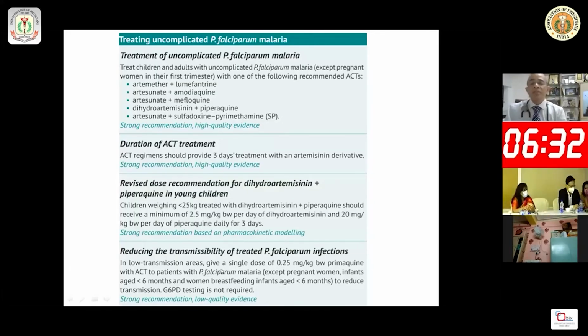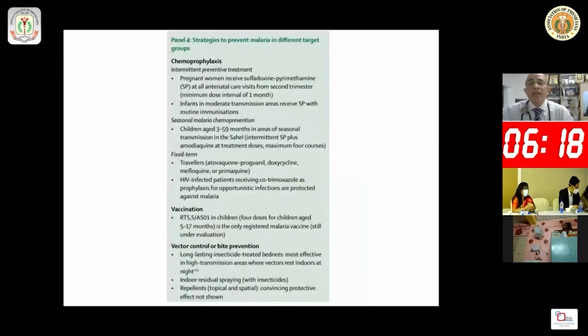To reduce the transmissibility, even though falciparum does not cause a liver phase and subsequent reactivation, to prevent transmission, 1 dose of primaquine 0.25 milligrams per kilogram is recommended for all patients.